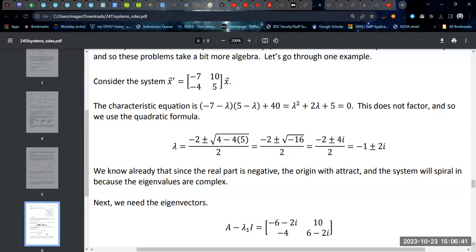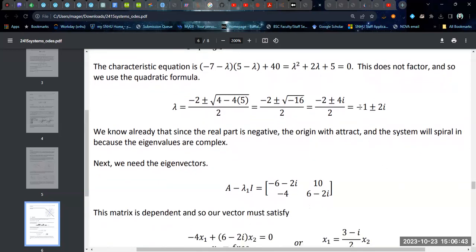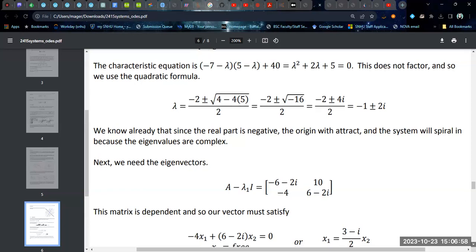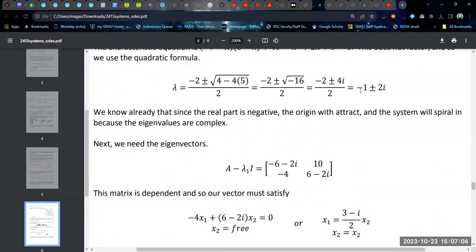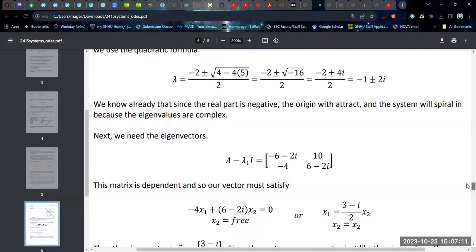Now, we already know that the real part being negative means it's going to spiral in, which is, again, what we'd expect from, let's say, a spring problem or something like that. But we have this complex piece that we're going to have to deal with. Now, to start with, we're going to find our eigenvectors more or less the same way. We're going to subtract our eigenvalue off the diagonal, but our coefficients are going to be complex.